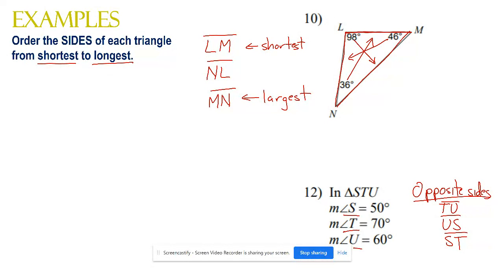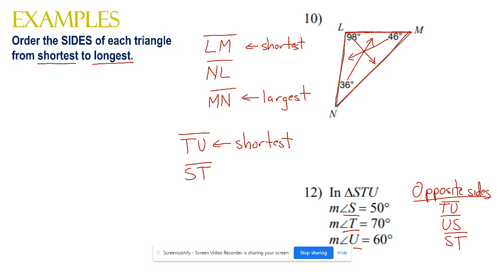And now you can use the angle measurements to order these from shortest to largest or longest. And so our smallest angle is angle S. It's only 50 degrees. So that means our shortest side is side TU because it is opposite from that. And I'll make a little note that this is the shortest. The middle angle is angle U. It's 60 degrees, and it is opposite from side ST. So ST will be our middle side.